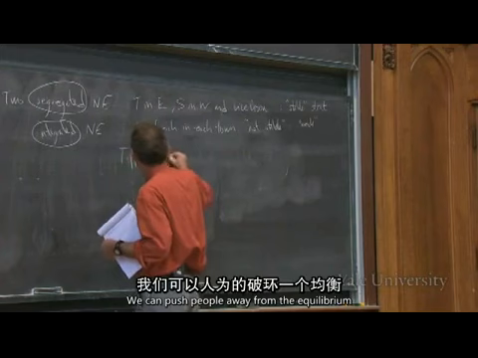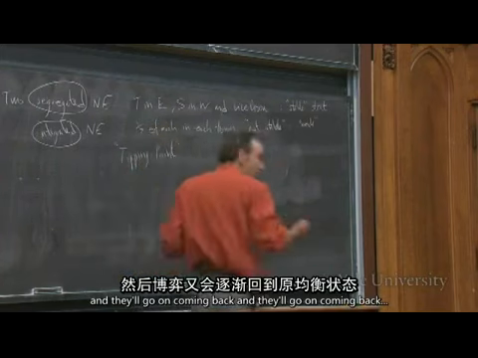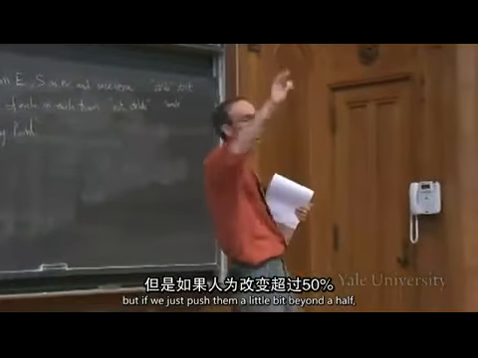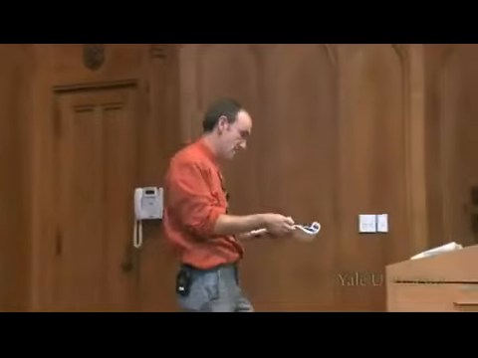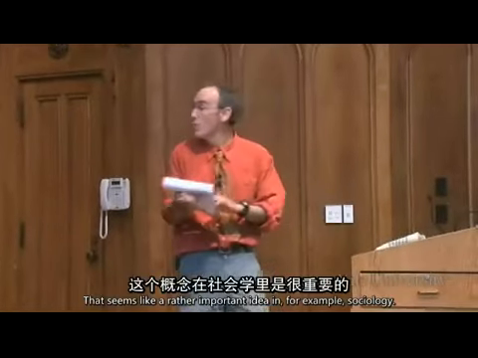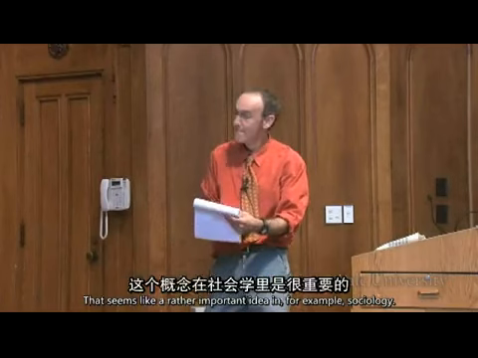We can push people away from the equilibrium, and they'll go on coming back, and go on coming back, but if we just push them a little bit beyond a half, whoops, they'll go off to the other equilibrium. Very dramatic change. All right? So that seems like a kind of important idea in, for example, sociology.